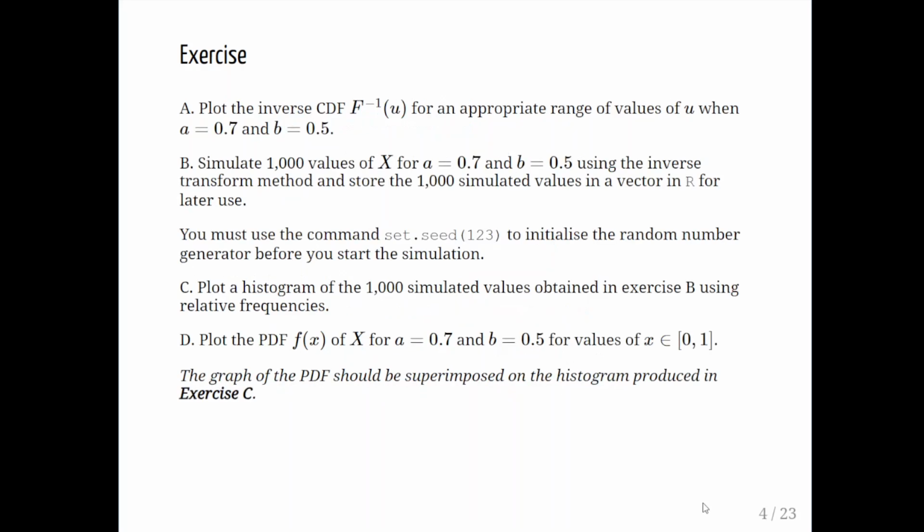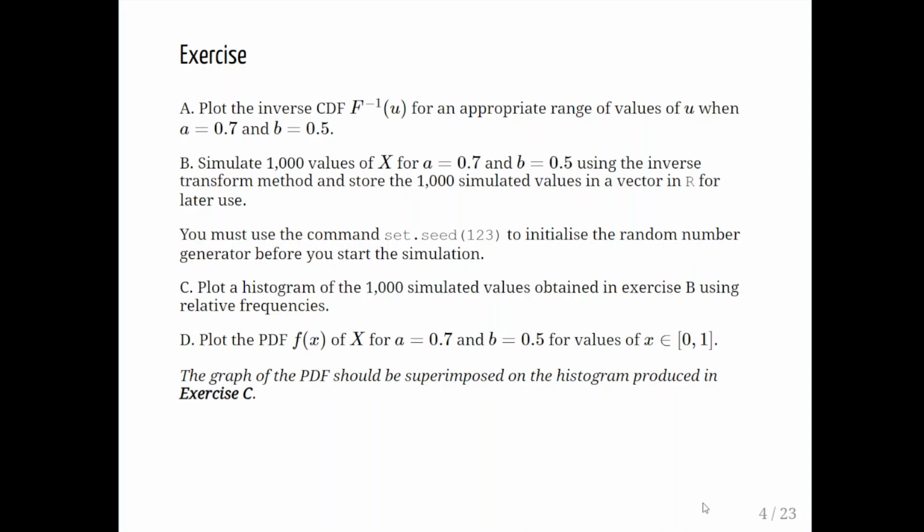Okay, so plot the inverse cumulative distribution function F to the minus 1 of u for an appropriate range of values of u, where a is equal to 0.7 and b is equal to 0.5. Simulate 1000 values of x for a equals 0.7 and b equals 0.5 using the inverse transform method and store the 1000 simulated values in a vector in R for further use. You must use the command set.seed(123) to initialize the random generator before you start the simulation. So just remember to do that. It keeps the answers consistent.